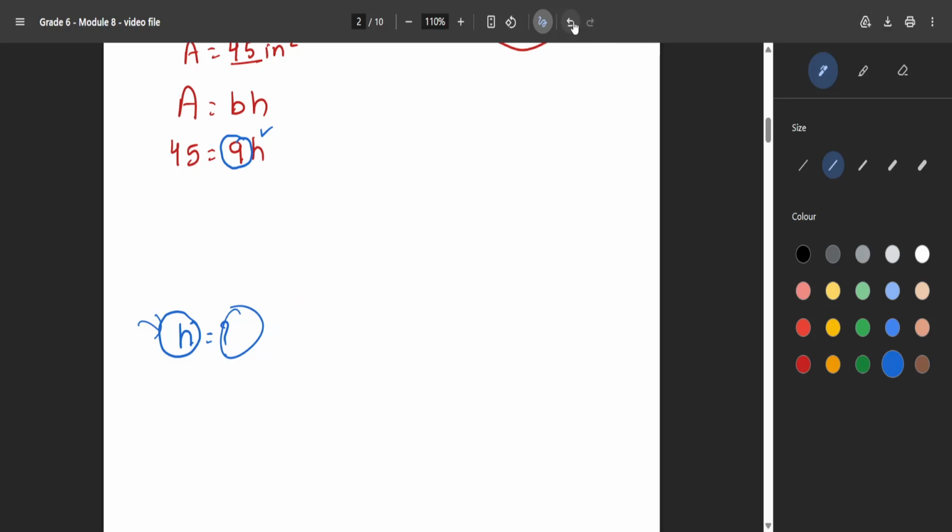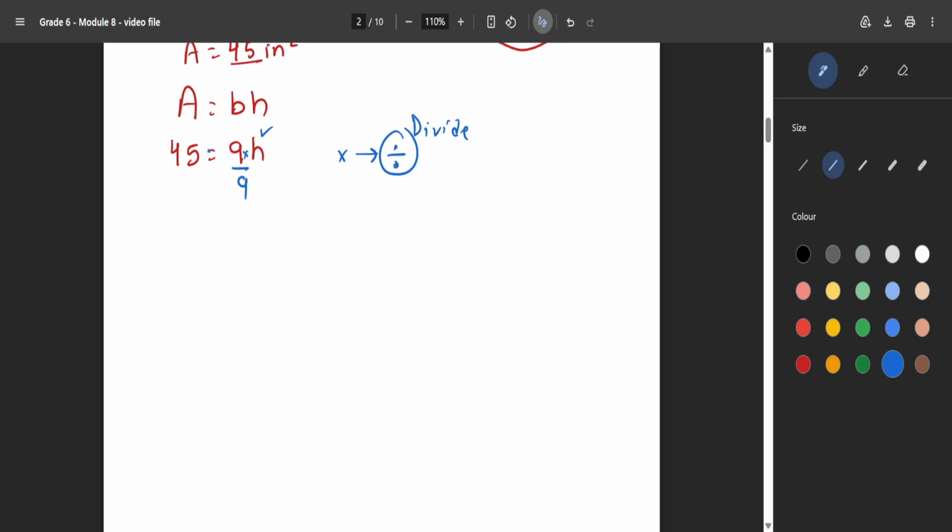How will I do it now? Let's see. Okay. This is 9 times h, correct? If you want to remove a number with times, you use the opposite of times. Opposite of times is divide, correct? So for multiply 9, you will use divide 9 here.